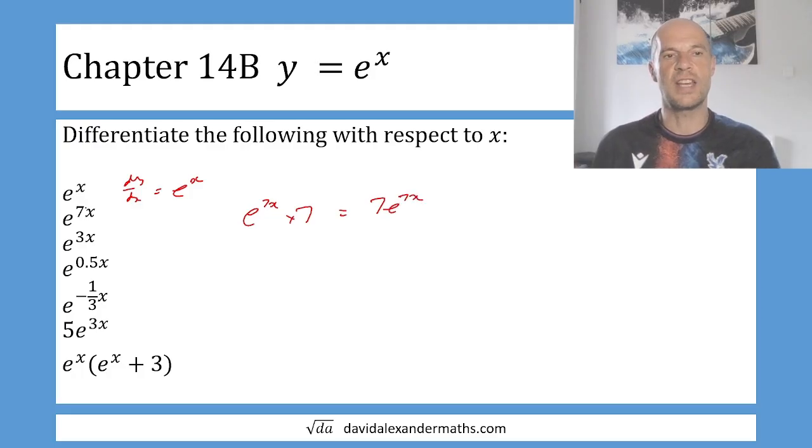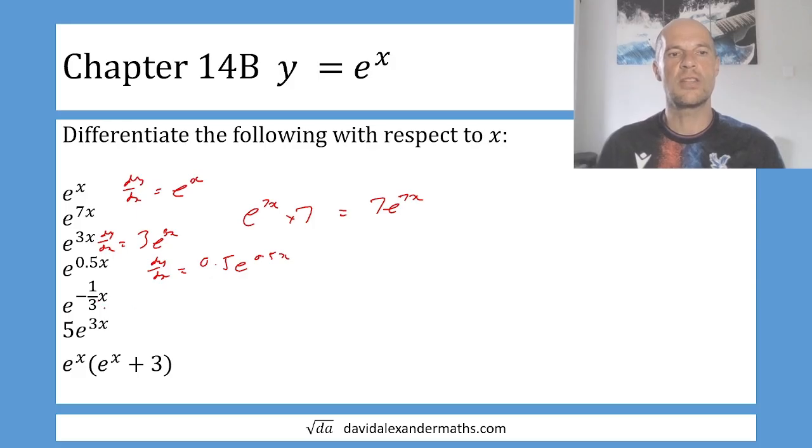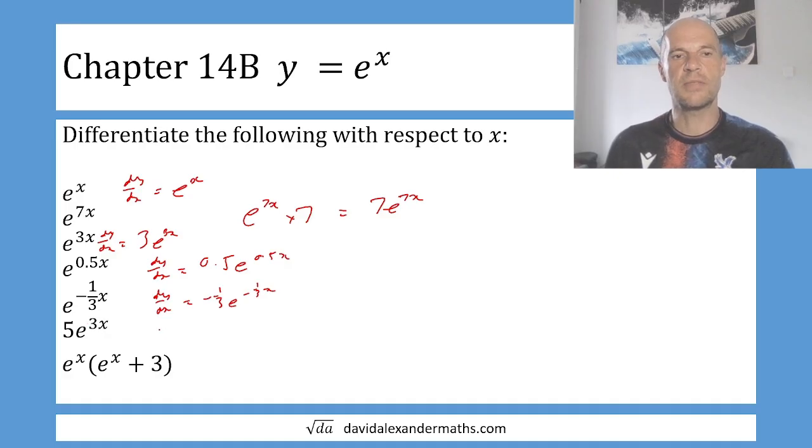Probably an easier way is just thinking, I just need to write that number in front of the function. So e to the 3x becomes 3e to the 3x, or dy by dx is 3e to the 3x. So e to the 0.5x, then dy by dx is 0.5e to the 0.5x. Minus e to the minus 1/3 x, dy by dx is minus 1/3 e to the minus 1/3 x. 5e to the 3x, okay, so 3 comes down to the front, so dy by dx is 3 times 5e to the 3x, and that is 15e to the 3x.